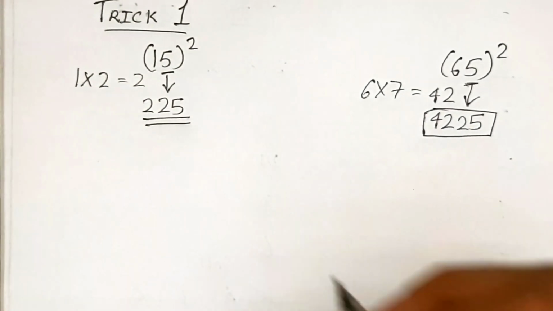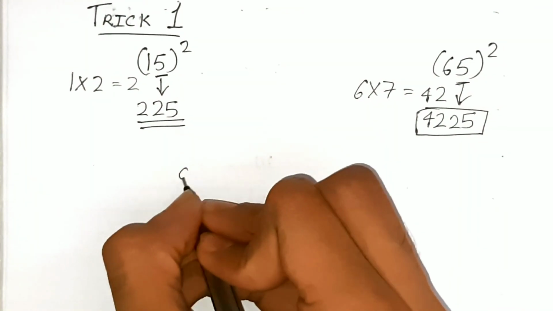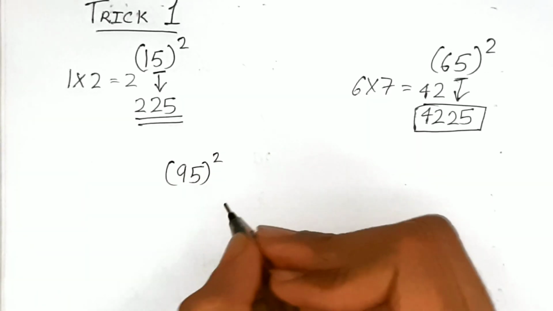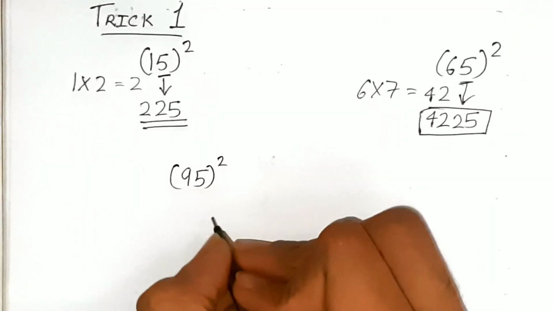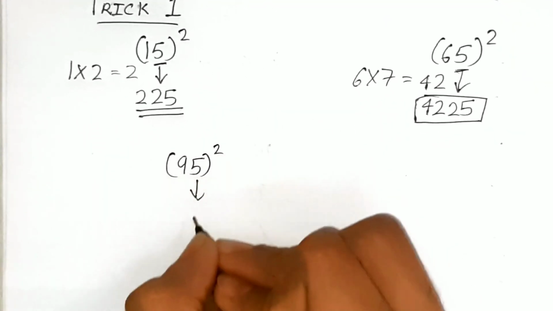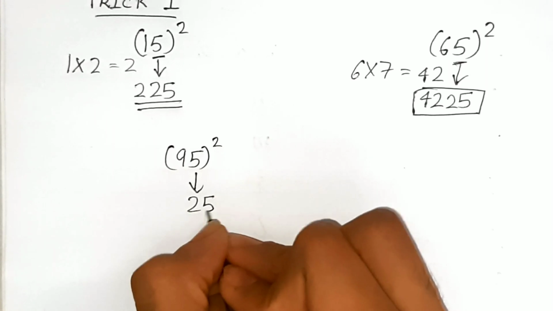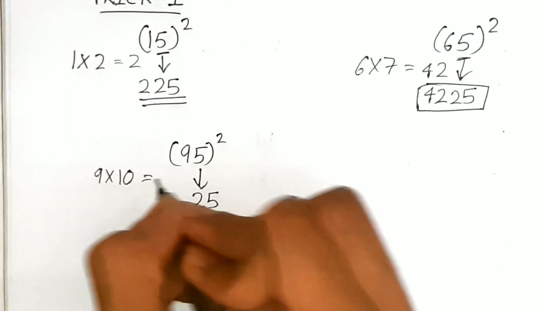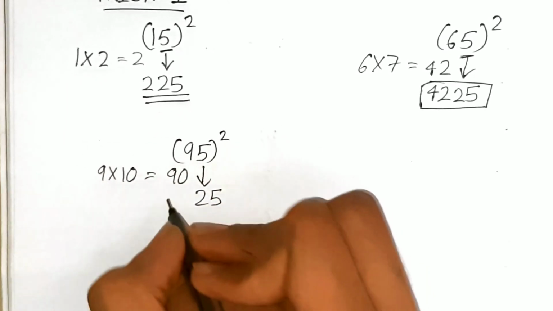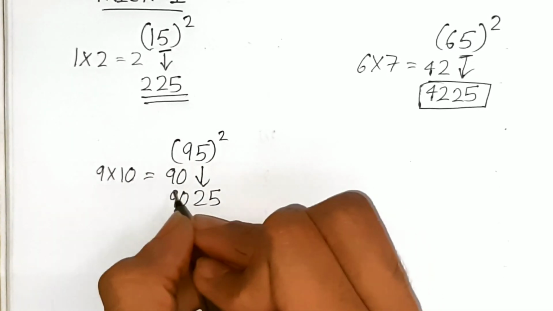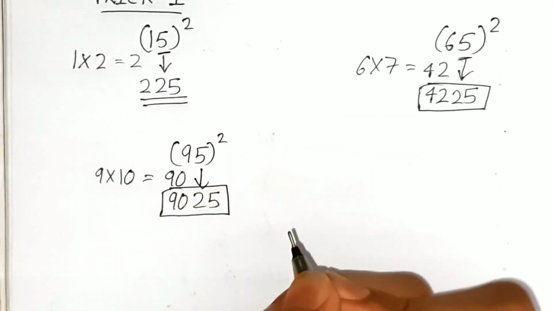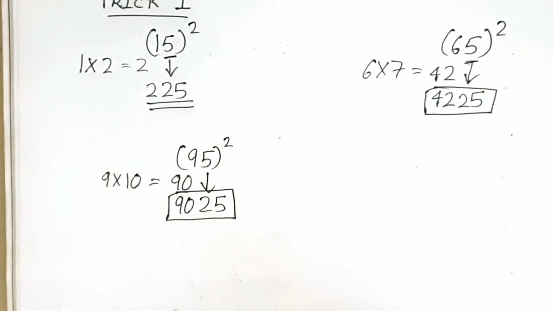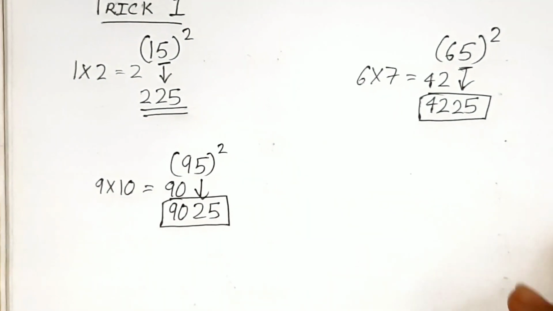Let's try one more example. Let's take 95. Square of 95. First we'll write the square of 5, that is 25. Now we'll multiply 9 by the next digit, that is 10. So 9 into 10 would be 90. So our answer would be 9025. This is a very easy trick, but it only works with numbers that have unit digit as 5.